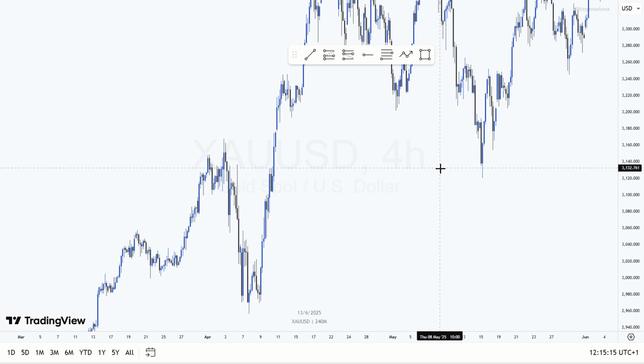So hi everyone, I want to do a trade breakdown of how I was able to take a $5 trade to $450 on XAUUSD last week. So here's the trade setup. Let's go on to the chart.